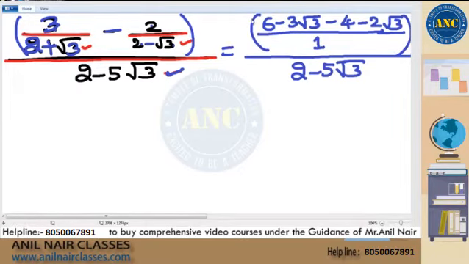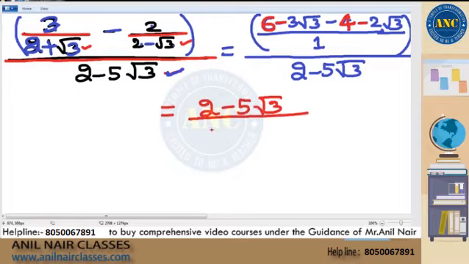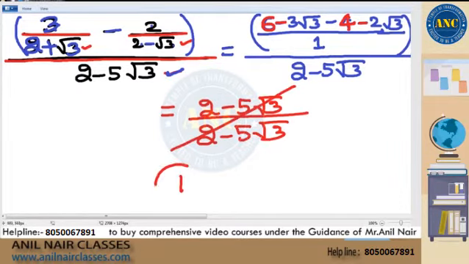So that means I made 2 denominators condensed to a single denominator. 6 minus 4 is nothing but 2. Minus 3 root 3 minus 2 root 3 is minus 5 root 3, divided by 1, which I can eliminate. Final denominator is 2 minus 5 root 3. Cancelled. Answer is 1.